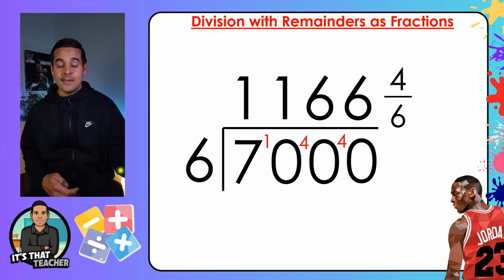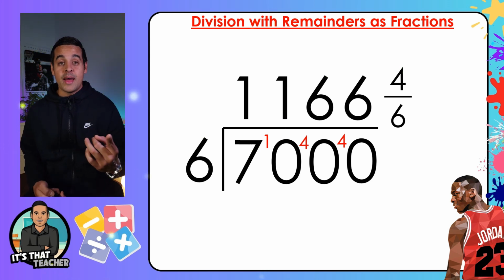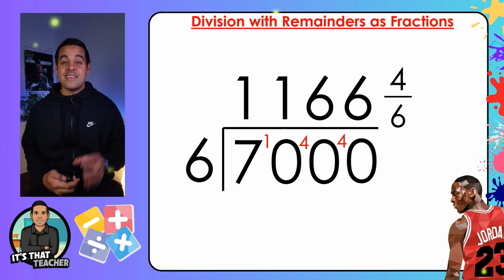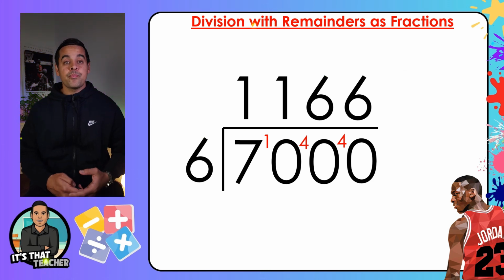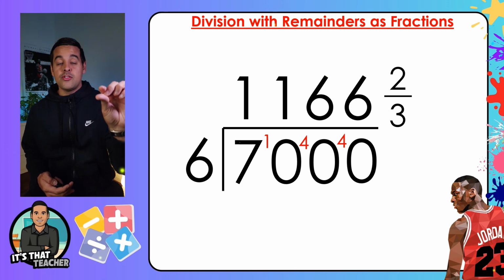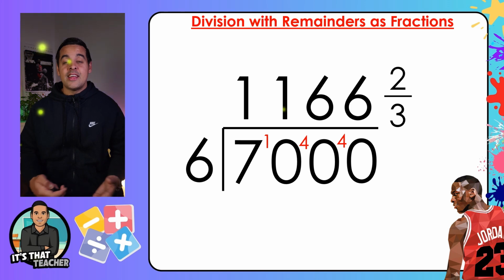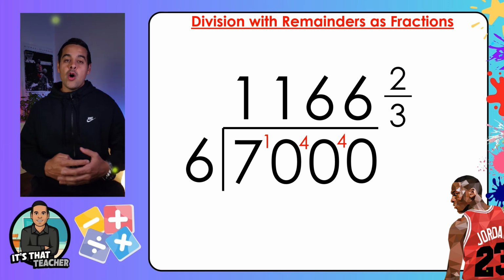The divisor becomes the denominator. Now, the remainders become the numerator. So we have 4/6ths. Now, we can simplify that further because there's a number which evenly can be divided into both numbers. In this case, it would be a 2. If you were to divide that 4 by 2, it becomes a 2. And if you were to divide the 6 by 2, that would become 3. So you have 2/3. So your answer here is 1,166 and 2/3.